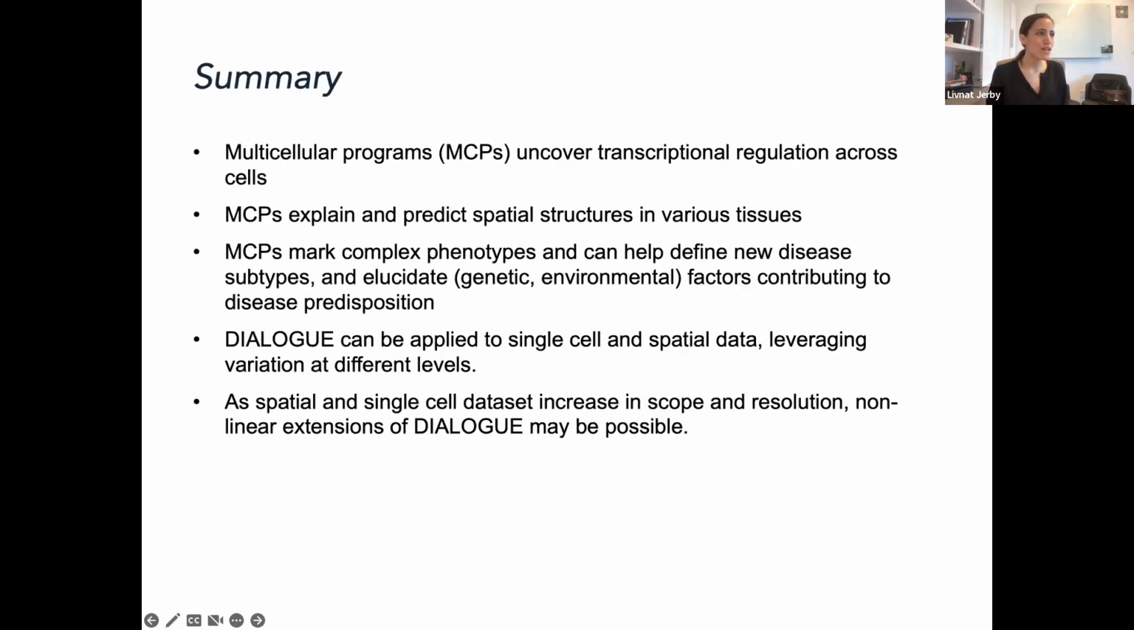Okay, so to summarize, multicellular programs uncover transcriptional regulation across cells. They can explain and predict spatial structure in various tissues.